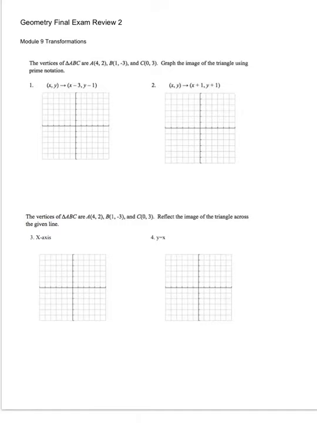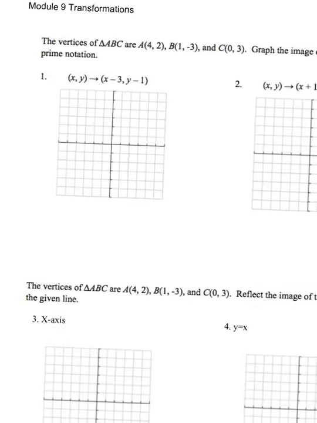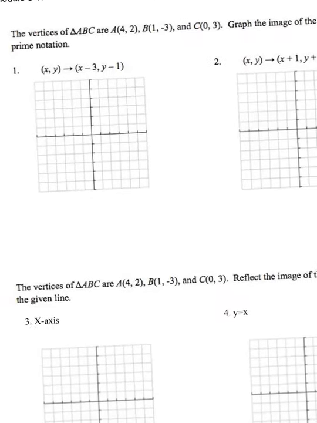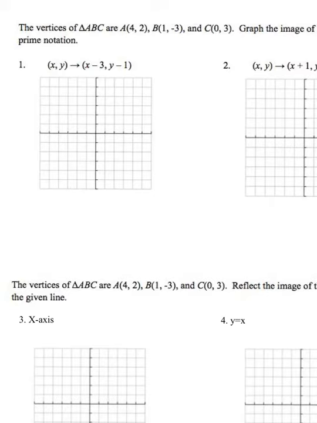This is Geometry Final Exam Review 2. We're starting in Module 9, which is transformations. And that first one, what we're going to be doing is working with a triangle ABC with these coordinates right here.